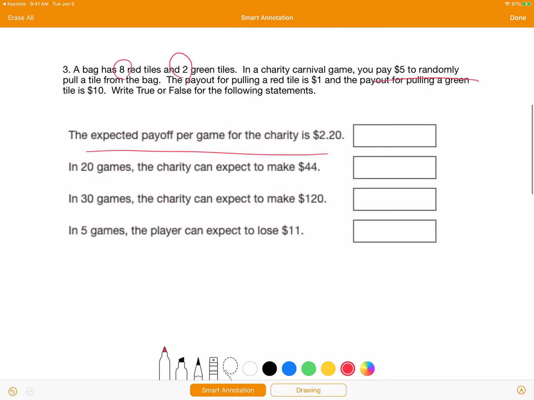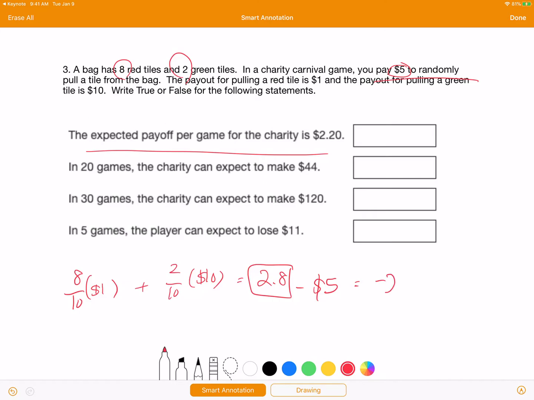So let's check. The probability of red is 8 out of 10. The probability of green is 2 out of 10. The value when you pull out a red will be $1. The value when you pull out a green will be $10. When you add these up, you should get 2.8 for your final value. Now you pay the $5 to actually play the game, so you have to subtract it. So your value would actually be 2.2. The expected payoff per game for the charity being 2.2 is true. This is the value that you actually lose.